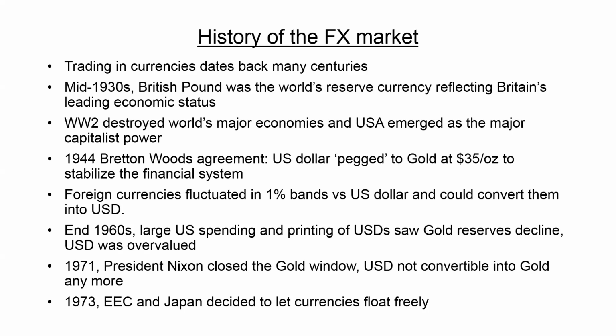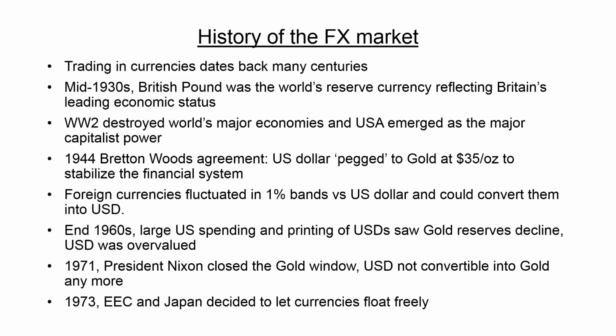So this is what happened at the Bretton Woods Agreement in 1944. This was an agreement made so that the US dollar would have its importance enshrined in a large agreement that everybody would stick to. So what happened was the dollar was pegged to the price of gold at a price of $35 per ounce. And this was done to stabilize the financial system.